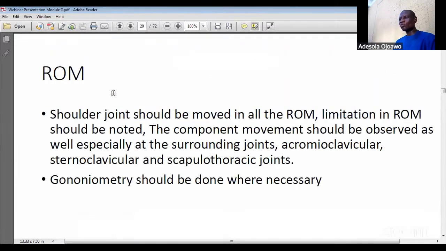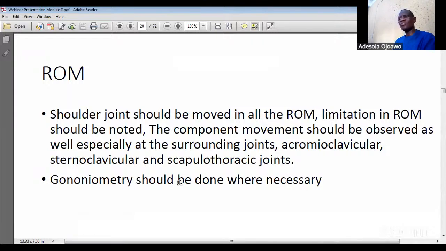Then we come to range of motion, after you have touched all those things. You may discover that the patient is having issues with range of motion. There is stiffness, either a frozen arc or a reduction in range of motion in extension or flexion. When there's reduction in range of motion, you know what to do: you have to measure the goniometry of the shoulder.